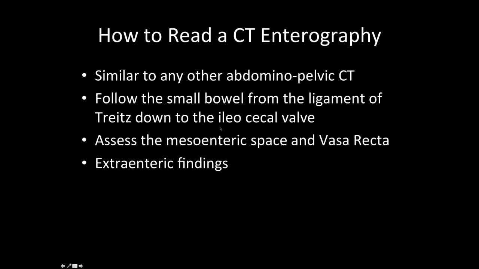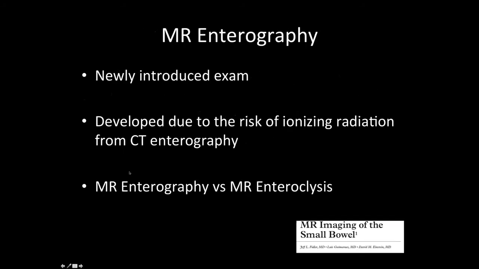So how to read the CT enterography? Similar to any other abdominopelvic CT, follow the small bowel from the ligament of Treitz down to the ileocecal valve. Report any lesion or abnormality, write it down, and then discuss it with your senior. With 3 to 5 cases, then you will be able to detect abnormalities and describe them adequately to your seniors. Then assess the mesenteric space and the vasa recta, and then by the end, extraenteric findings.